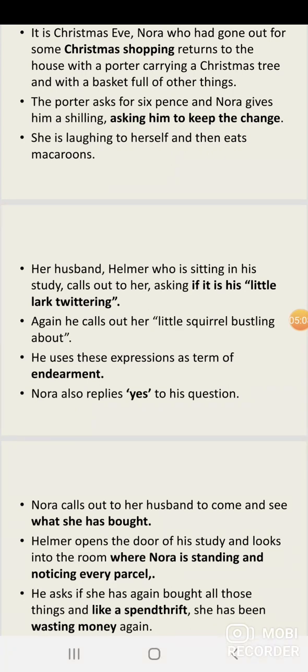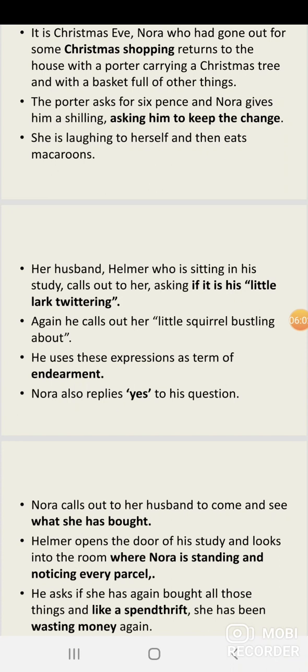Then again he calls out to her, the little squirrel bustling about. So these are the expressions spoken by Helmer as terms of endearment, that is, in the way of love. These are the short, abbreviated names that we speak in love, just like we say Monu, Sonu, Tinku, etc. Nora also replies yes to his question. When he asks whether his little squirrel is twittering there, she says yes, yes, she is the little skylark.